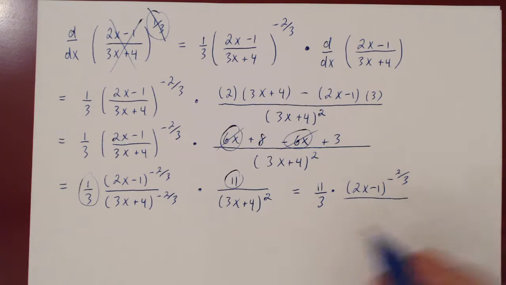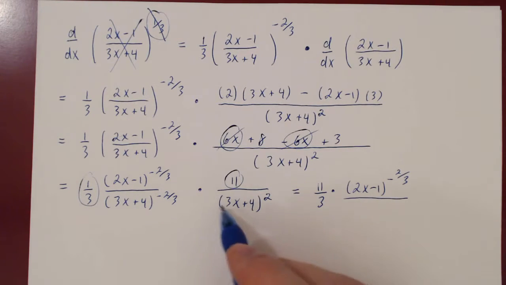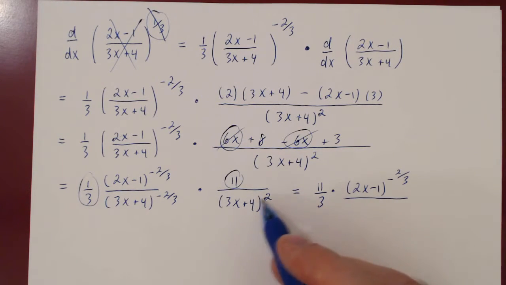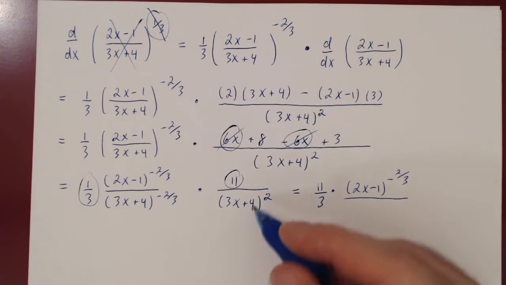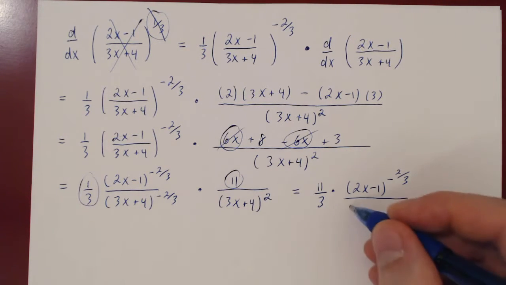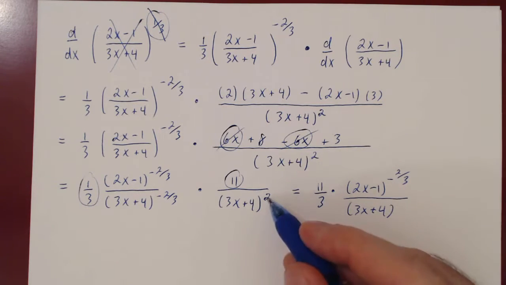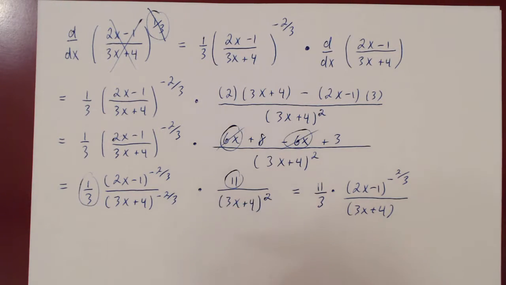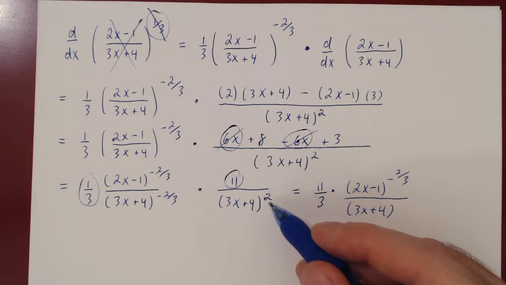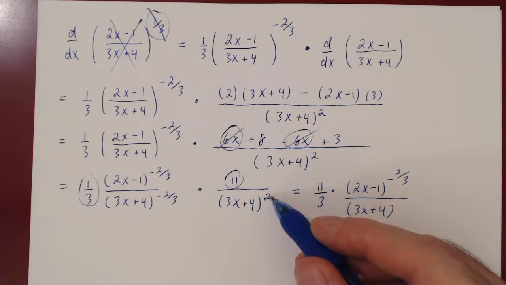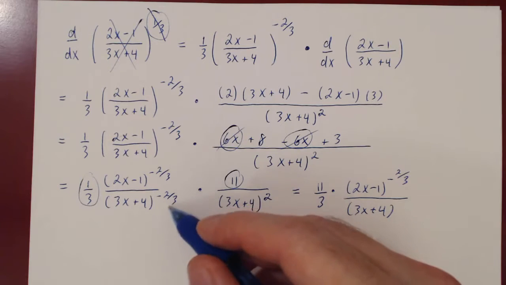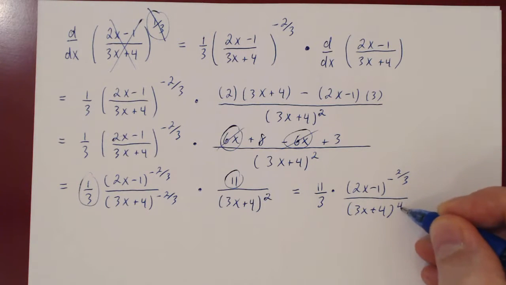over, and if we multiply the same term, you add the exponents, right? So it's going to be 3x plus 4 to the power of 2 plus negative 2/3. Well, 2 is 6 over 3. And 6 over 3 minus 2 over 3 is 4 over 3.